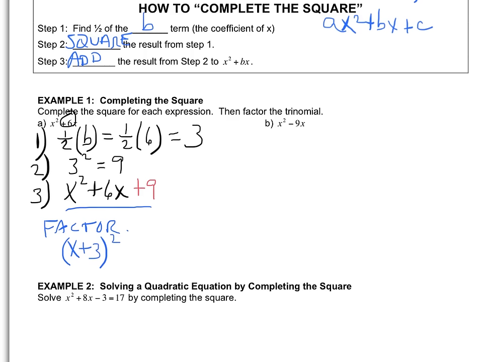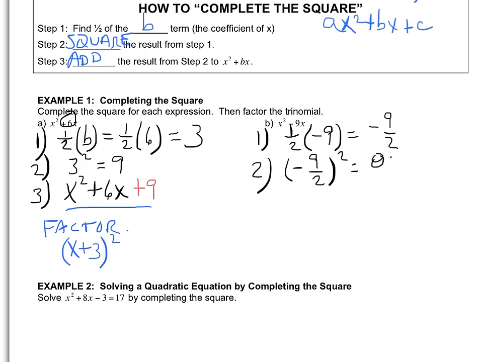For the second one, we can look at the same idea. We have x squared minus 9x. So again, step 1 is going to tell me to take 1/2 of my b value, which is now negative 9, which is going to give me negative 9 halves. I'm just going to leave it as negative 9 halves for now. Then I look at step 2, which says to take that from step 1 and square it. And that's going to give me 81 fourths.